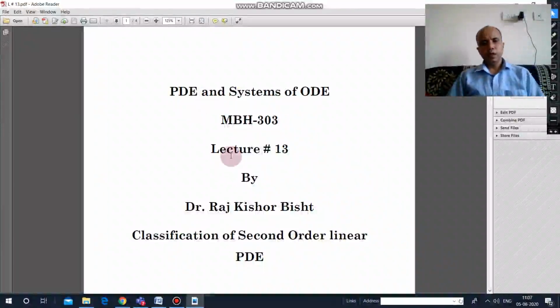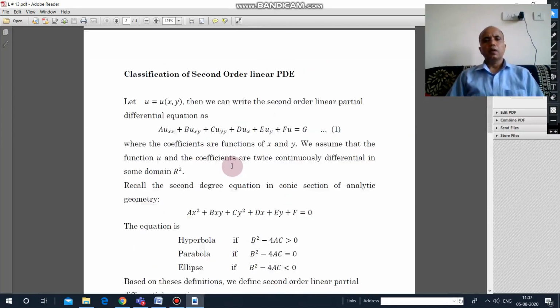Hello everyone. Now we will start Unit 2, and in this lecture we will go through classification of second order linear partial differential equation. As I already told you, the general form of second order linear partial differential equation is this one. Here look at this: A, B, C, D, E and F, G. All these are the functions of x and y.